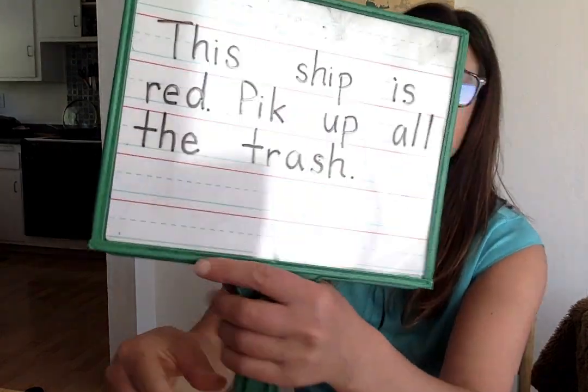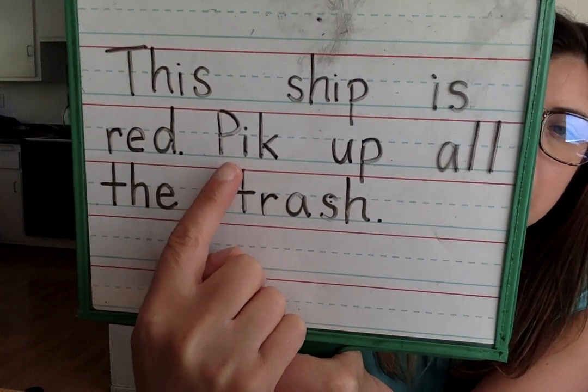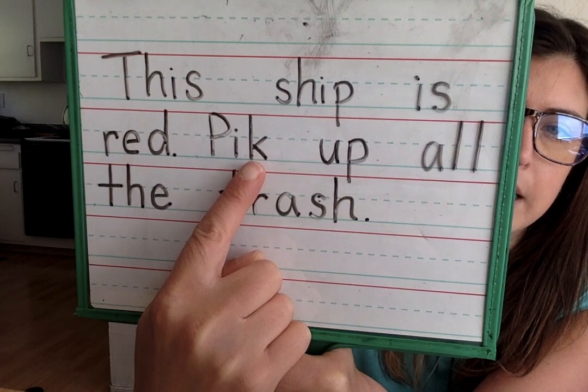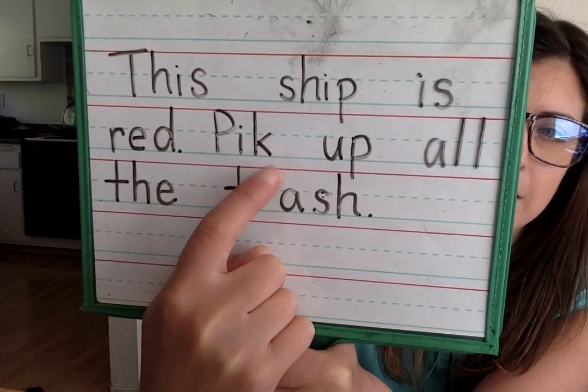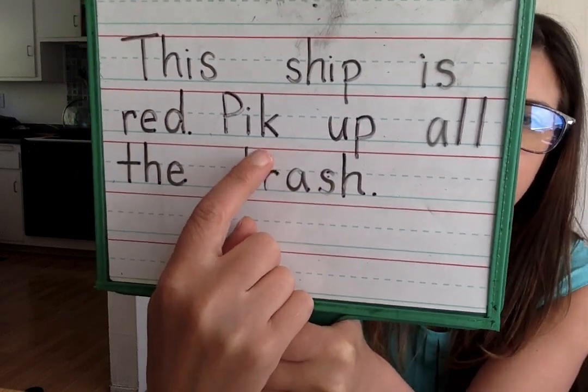And then check your work. Okay, so look at your second sentence. Did you start with a capital P? P-I-C. You might have a C here. That's okay. That makes the K sound too. You might have a C and a K. That's actually how pick is spelled. So if you already learned that word, that's all fine.